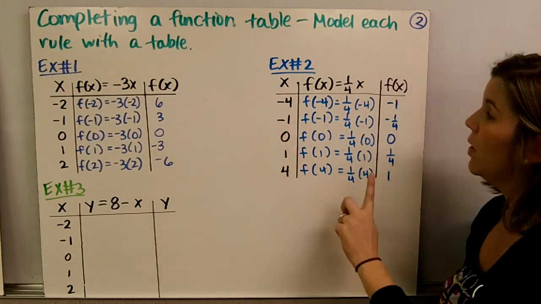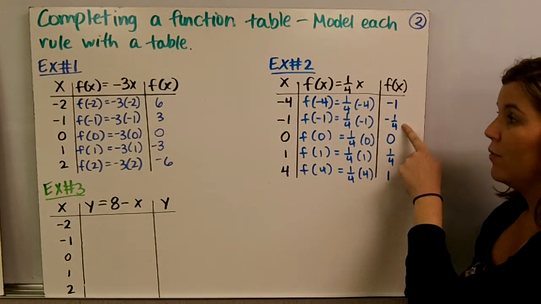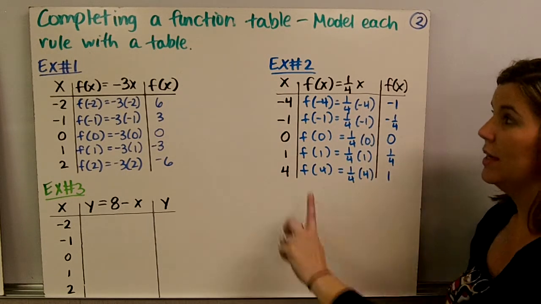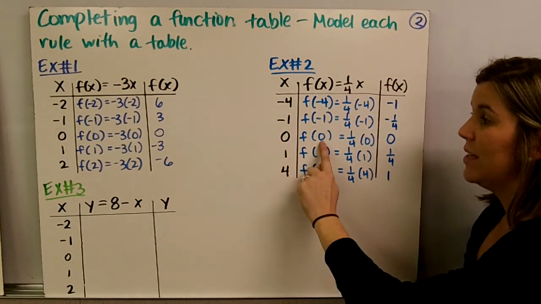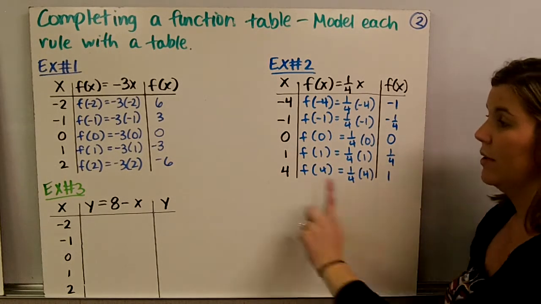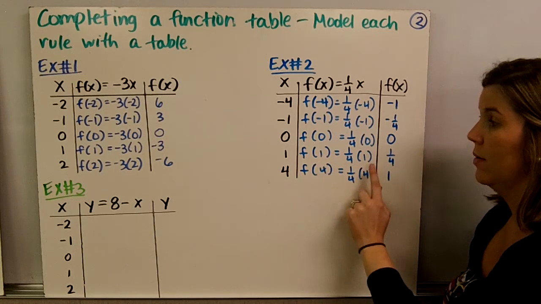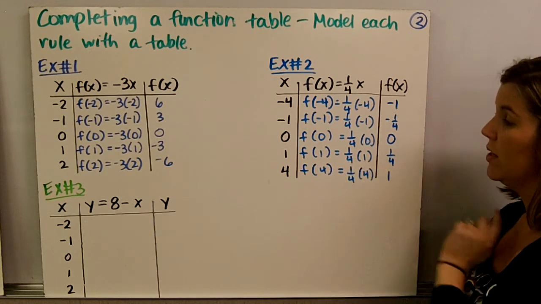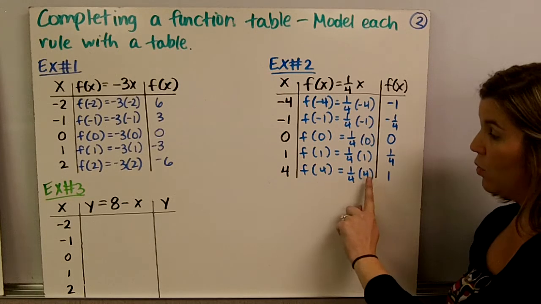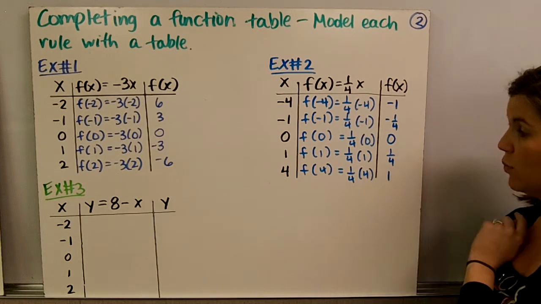If x is -1, our output is -1/4. 1/4 times -1 is -1/4. Take x out, plug in 0. If x equals 0, 1/4 times 0 is 0. If x equals 1, plug in 1. 1/4 times 1 is 1/4. If x equals 4, plug in 4. 1/4 times 4 is 1.